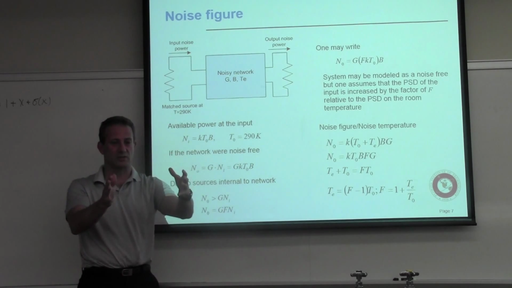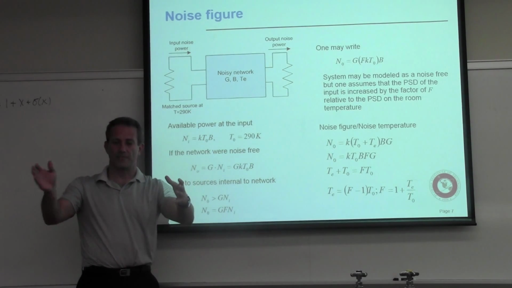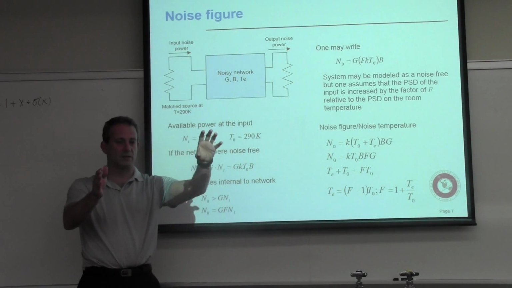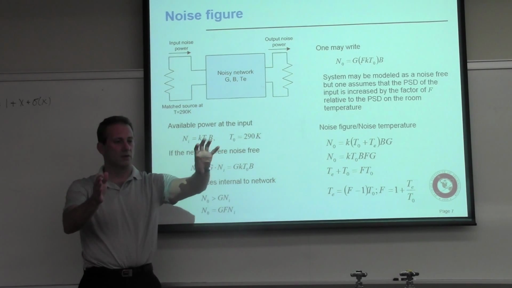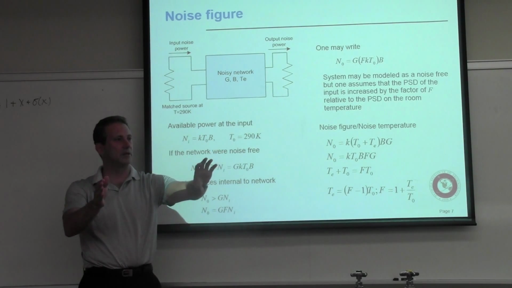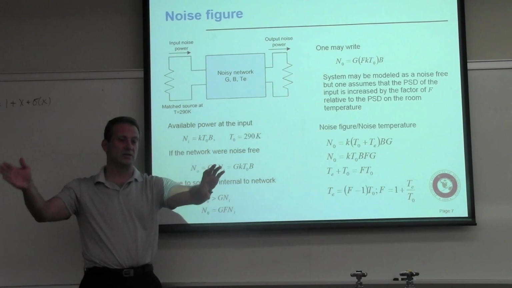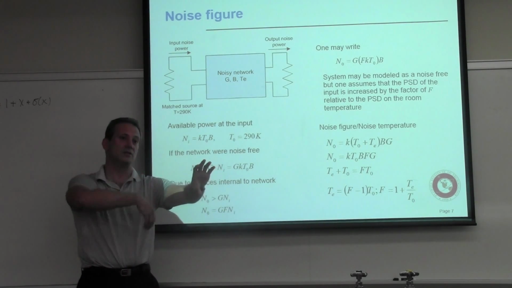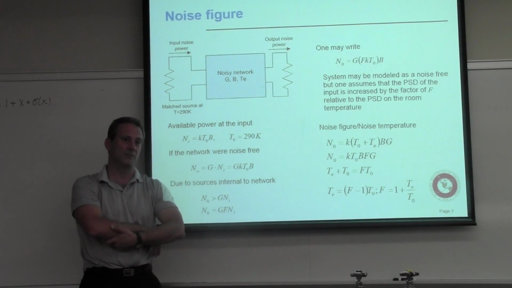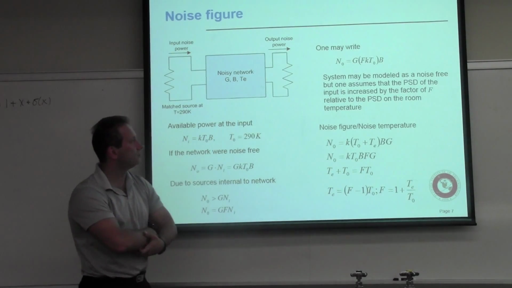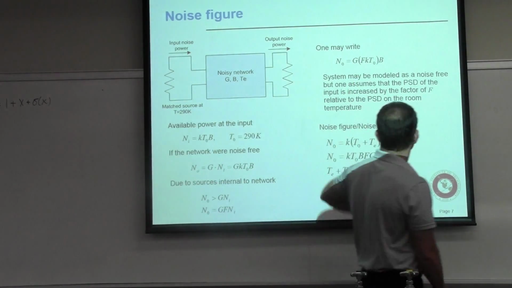So I'm looking at a real system and it has some noise. And I present how much I have to multiply the noise at the input to get the same noise if I say that this two-port network is noise-free, right? So that's this guy here.